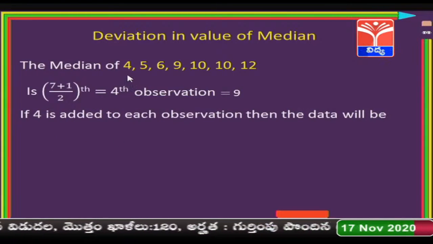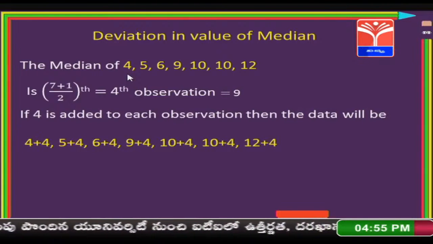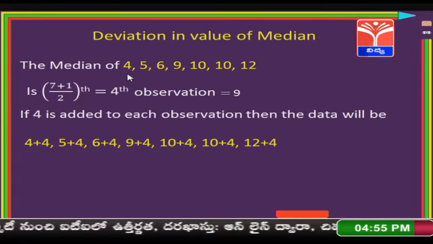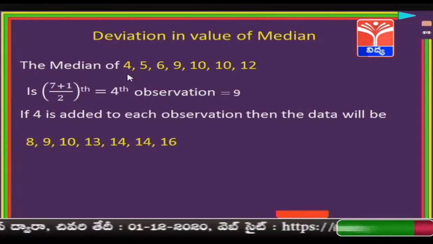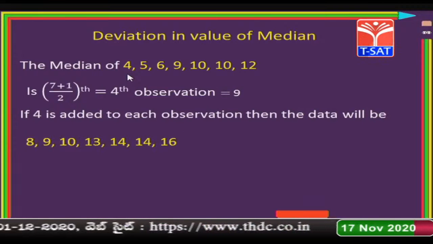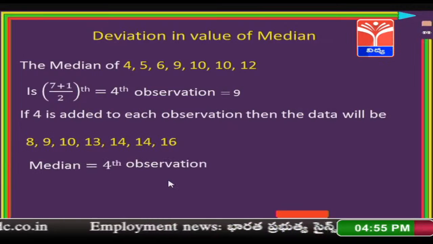When you add 4, you get 4 plus 4, 5 plus 4, 6 plus 4, 9 plus 4, 10 plus 4, 10 plus 4 and 12 plus 4. So you get the values as 8, 9, 10, 13, 14, 14 and 16. Now when you find the median of this, it is again the (n plus 1) by 2 th observation, which is nothing but the 4th observation.